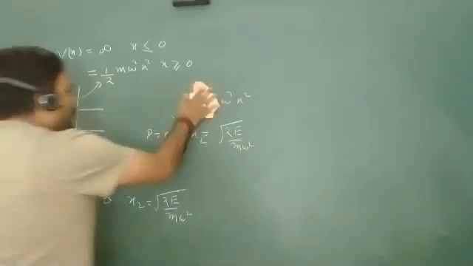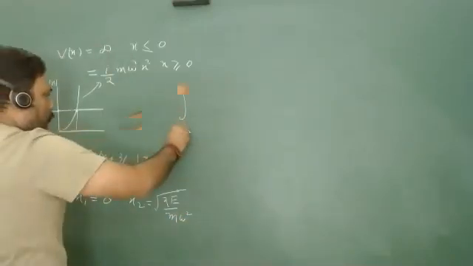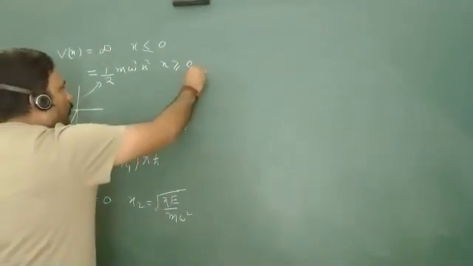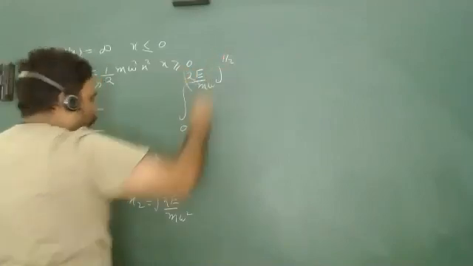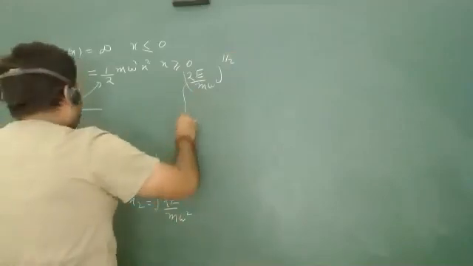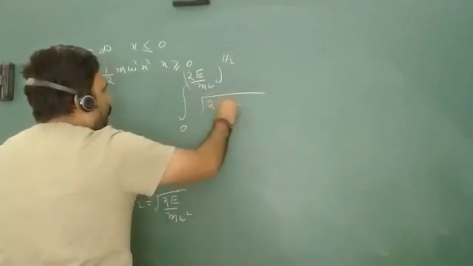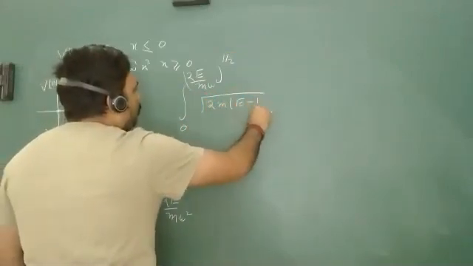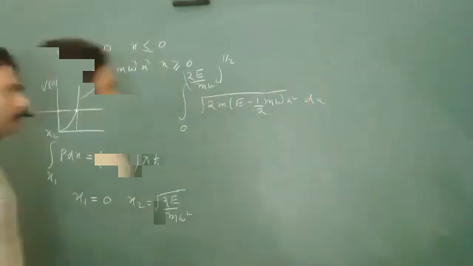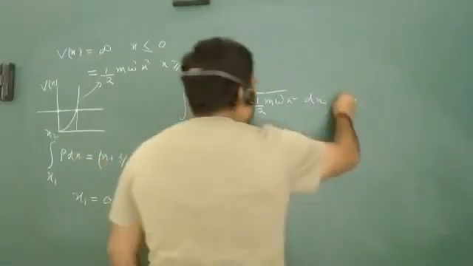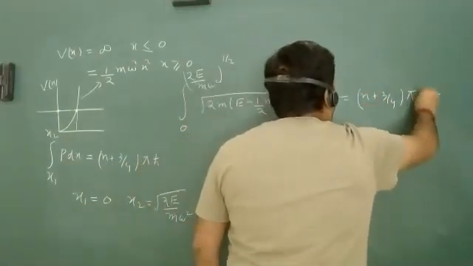Now, let's try to go for this integration. This integration will be between 0 to (2E upon m omega square) to the power half, and this value of p we can write as root under 2m (E minus half m omega square x square) dx, and this value must be equal to (n plus 3 by 4) pi h cut.